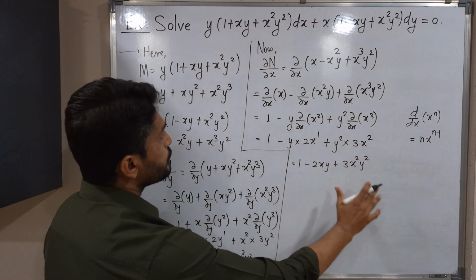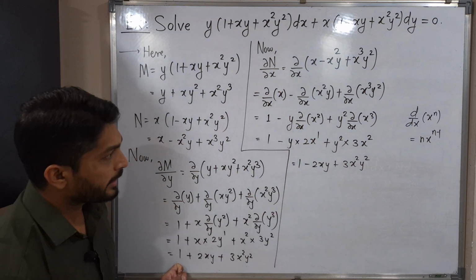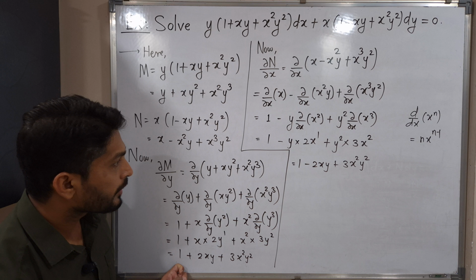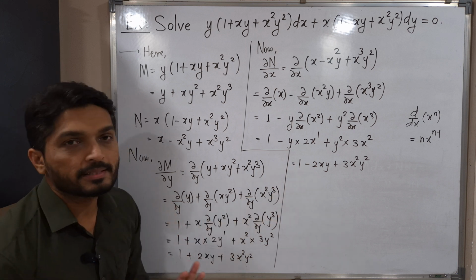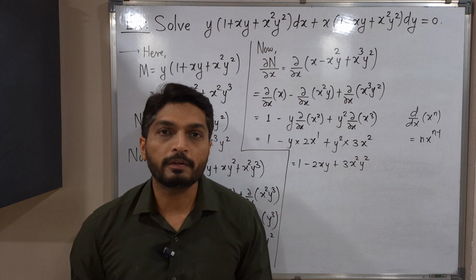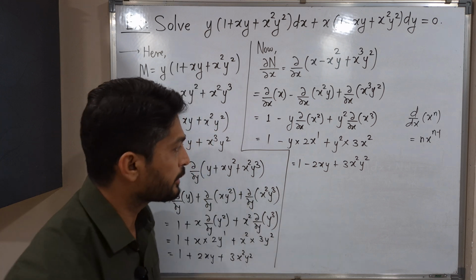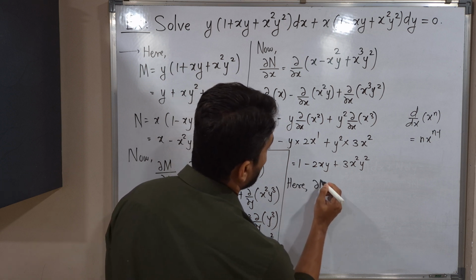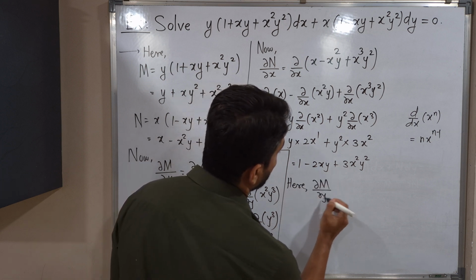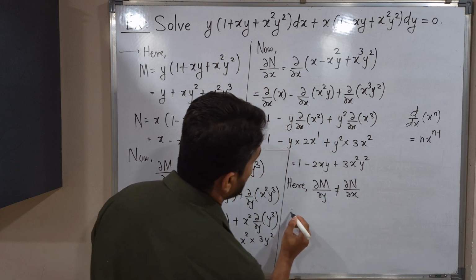I got del n by del x, and as well as we calculated del n by del y. Tell me, are both of them the same or not? No. Here we have a plus sign, here we have a minus sign. So that's why these partial derivatives are not equal. So we can say it is non-exact. Let me clearly mention: here del M by del y is not equal to del N by del x.